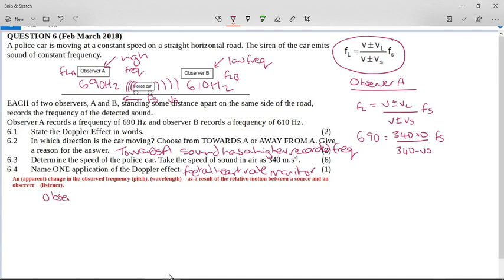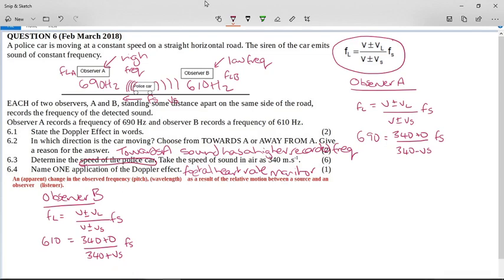So if we look at observer B, we're going to use the same formula. The frequency of the listener equals the velocity of sound plus or minus the velocity of the listener over the velocity of sound plus or minus the velocity of the source, multiplied by the frequency of the source. So observer B heard 610. The speed of sound is 340. The velocity of the listener is nothing. And now this will be 340 plus the velocity of the source, which is what we're trying to find, and then the frequency of the source. So we're trying to find the frequency of the source. We're trying to find the velocity of the source, because that is the speed of the police car.